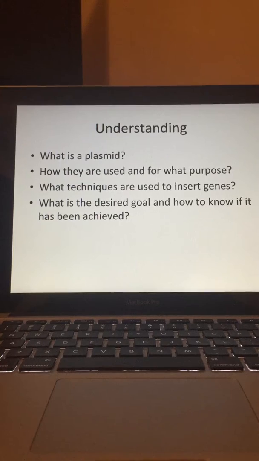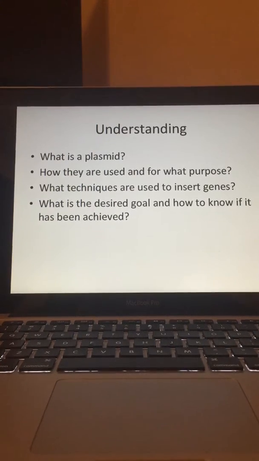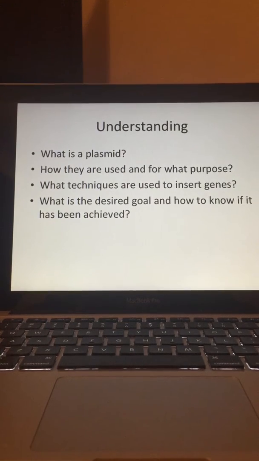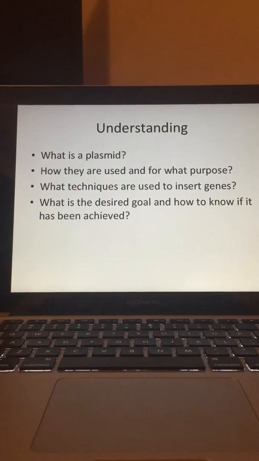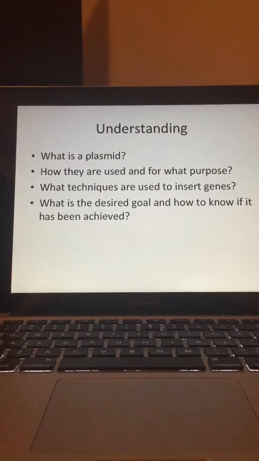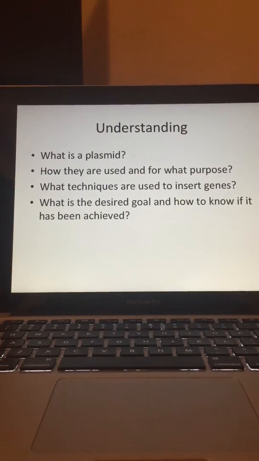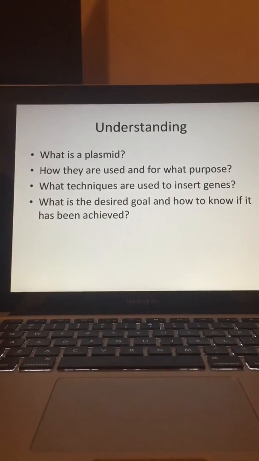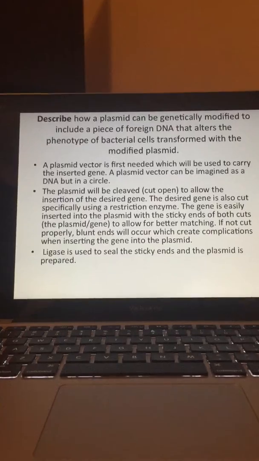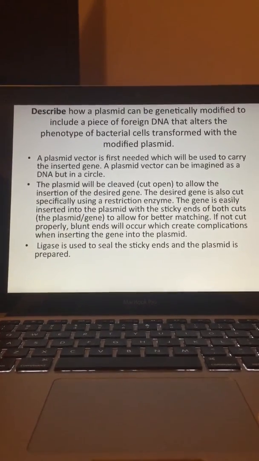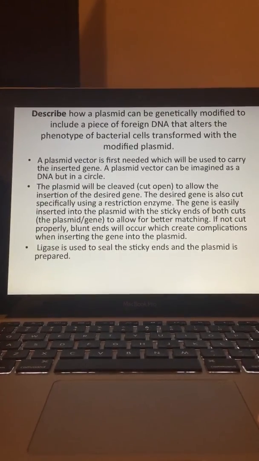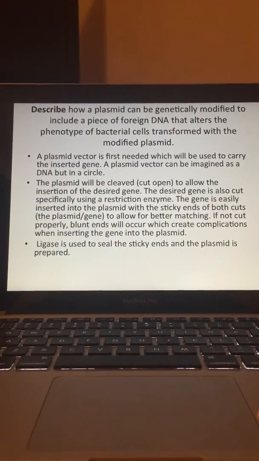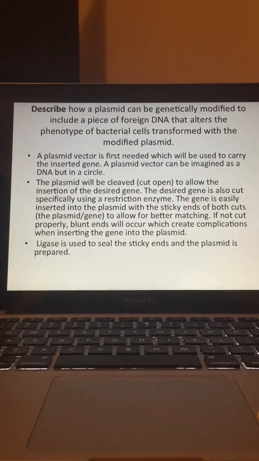So basically, the way to understand this question is what a plasmid is, how they are used and what they're used for, what techniques are used to insert the gene wanted, and then what the desired goal is and how to know if you achieved your goal. So for the first part of the question, you have to answer that a plasmid vector should be used, which will carry the inserted gene.